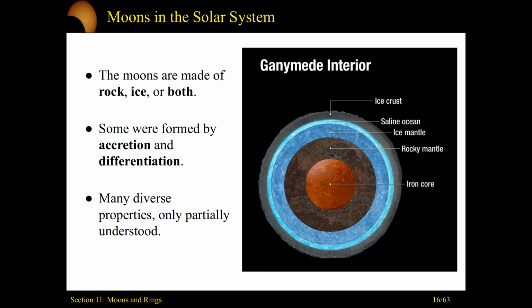So the emphasis we'll have is that the moons that we talk about are made of rocks, ice, or both. And some were formed by processes of accretion, remember the sister theory. And others, this differentiation. This is an example of differentiation. The denser materials fall down towards the core, while the lighter materials, the less dense, are pushed upwards.